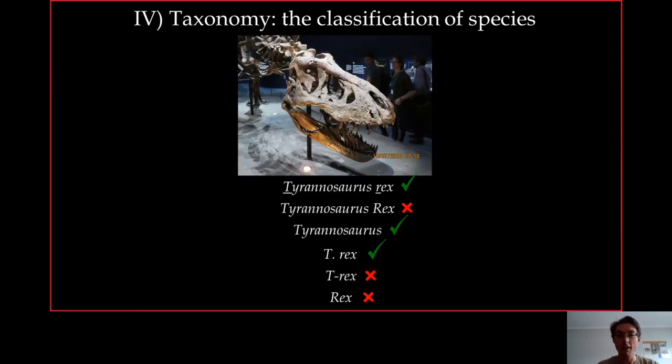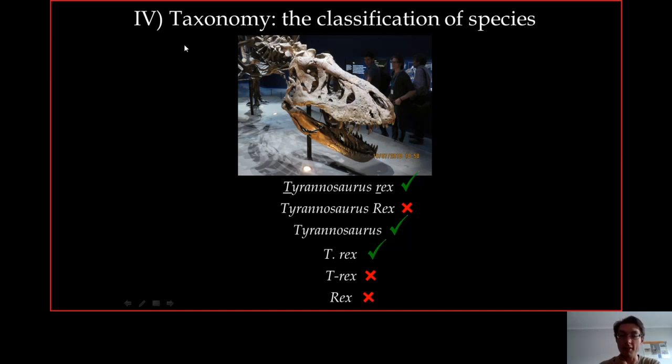So just an example for you. This is Tyrannosaurus rex. And Tyrannosaurus rex is one of the most famous species. So the species is rex, and the genus is Tyrannosaurus. So now you know what genus and species are like. Now, another thing that is important is how you write it.